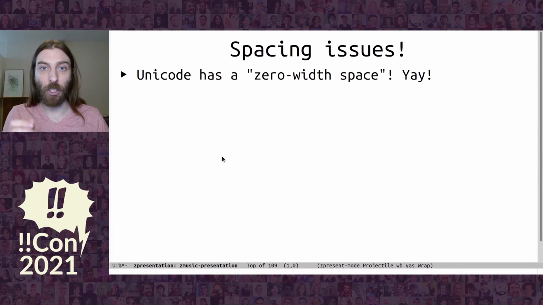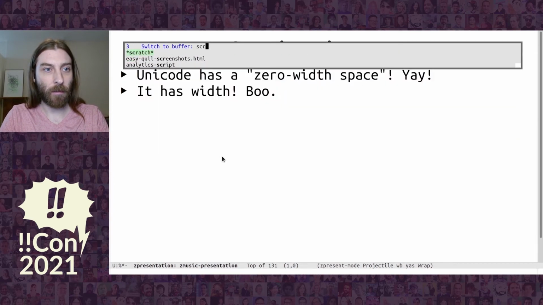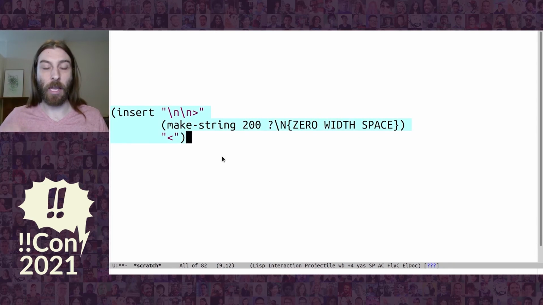So I can put that character in the middle, not part of either button, but it won't take up any space, so you won't accidentally click on it. But interestingly, this zero width space in Emacs has width. So we're just going to insert a greater than symbol, 200 zero width spaces, and then a less than symbol. And if it really had zero width, the greater than and less than symbols would be right up against each other. But we see that here they actually have width.